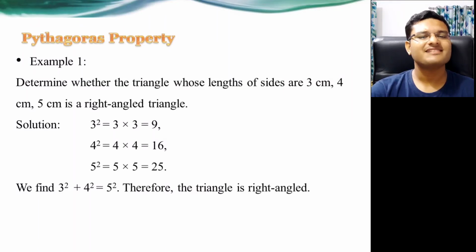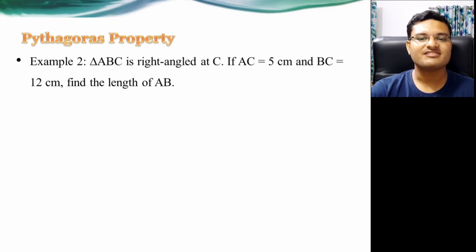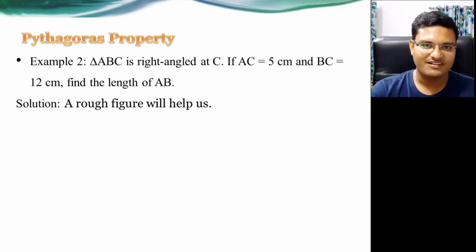Now, let us discuss example number 2. Triangle ABC is a right angled triangle at C. If AC is equal to 5 cm and BC is equal to 12 cm, find the length of AB. Now let's start the solution. For the solution we will need a rough figure, so a rough figure will help us. Firstly, let us draw a rough figure.